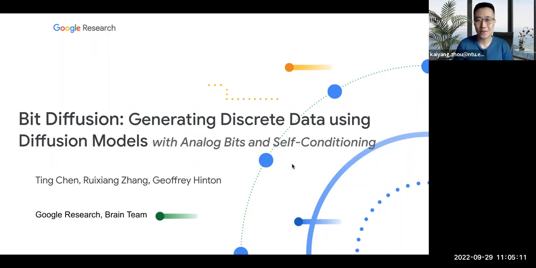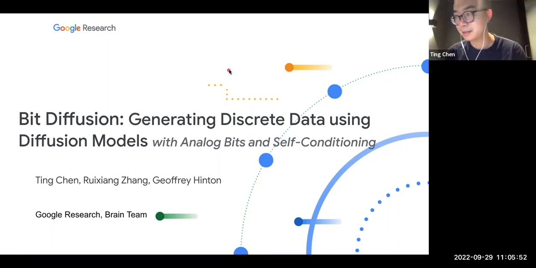And today we are very happy to have our speaker, Chen Ting from Google Brain. Chen Ting is currently a research scientist in Google Brain, and his research interests include self-supervised representation learning, generative modeling, and efficient architecture designs. Before joining Google, he received his PhD in computer science from UCLA. And in today's talk, Chen Ting will share his latest research about how to use continuous diffusion models to generate discrete data. So Chen Ting, you can start whenever you are ready.